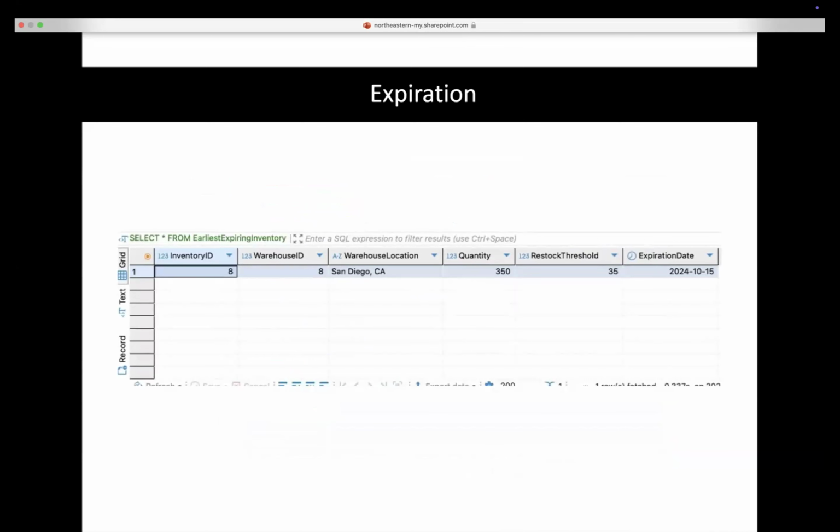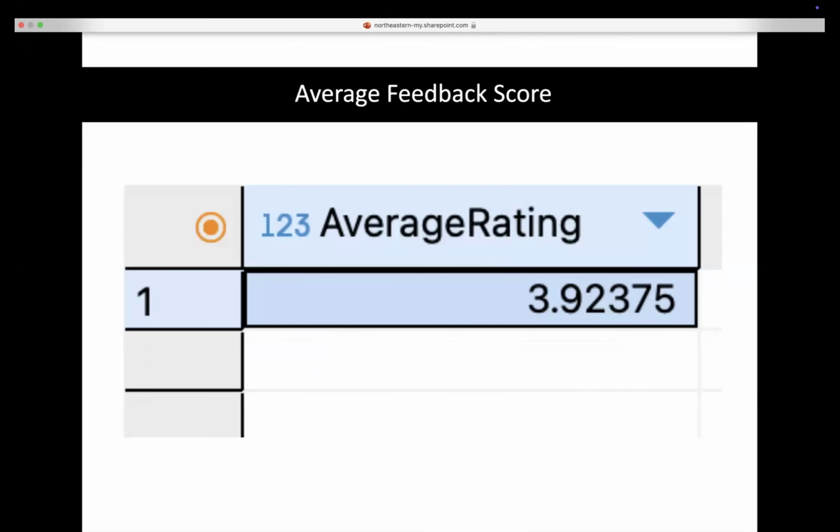For example, we definitely need to know which inventory is already expired or almost expired. If it's expired, we need to know where it is, and we have to get it out of our warehouse. If it's almost expired, we definitely need to do more promotion on it and try to sell it as soon as we can. So right here, we can see the location of the nearest expiring inventory and the expiration date.